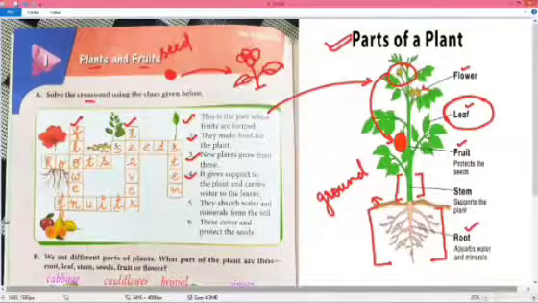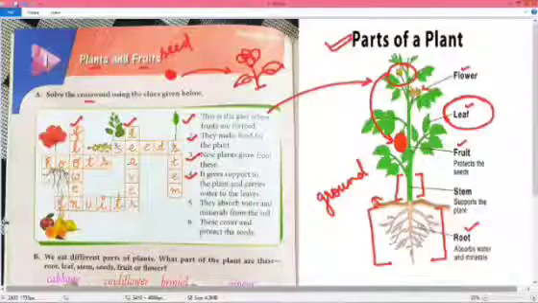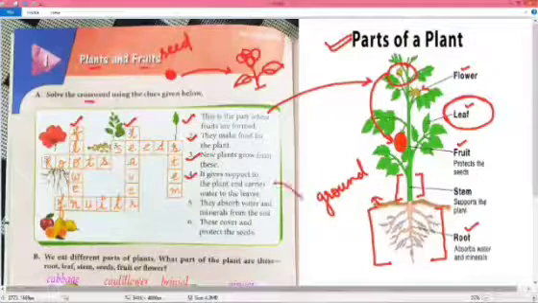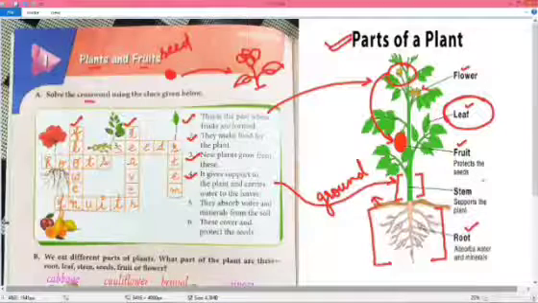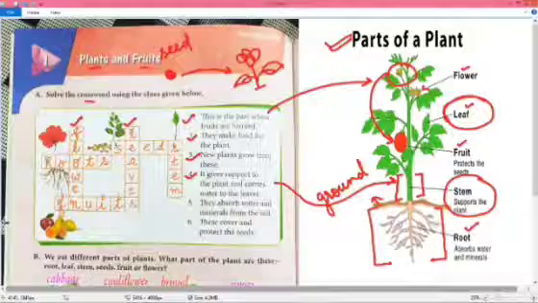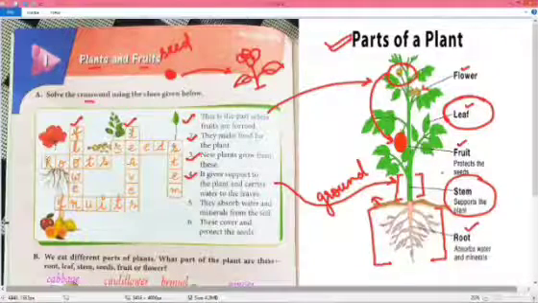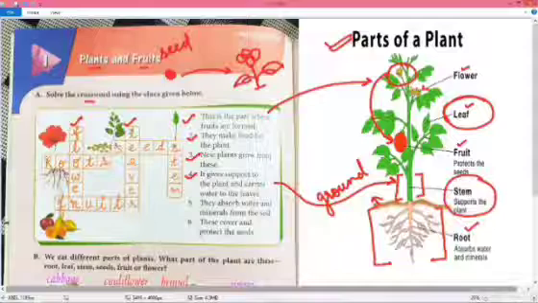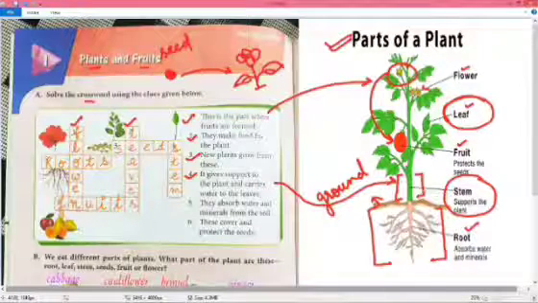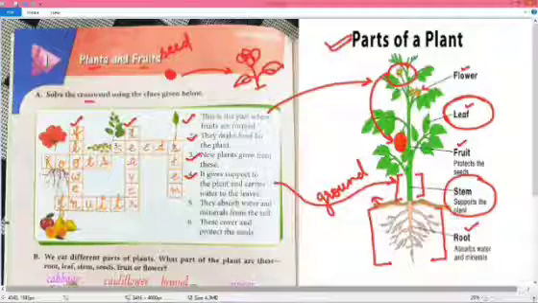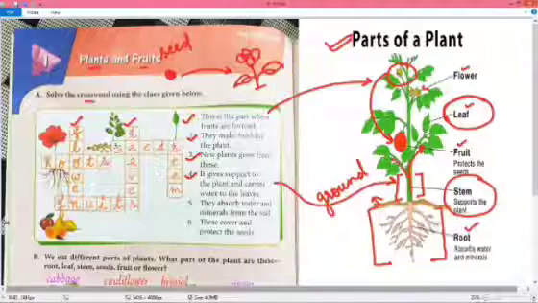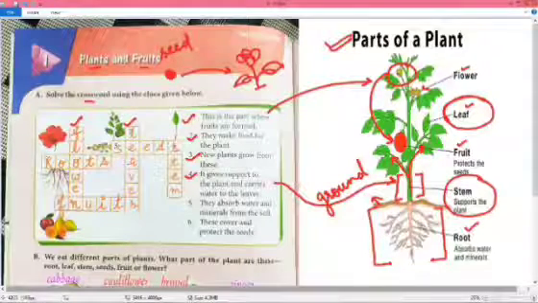Number 4, it gives support to the plant and carries water to the leaf. Now see this portion here, the stem. What does it do? It gives support and helps the plant to stand straight. If the stem is weak, what will happen? The plant will fall down. It also carries water to the leaves from the roots. It takes it from the roots and gives it to the leaves.